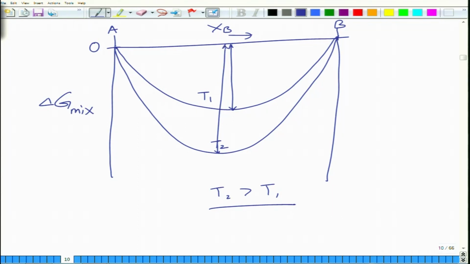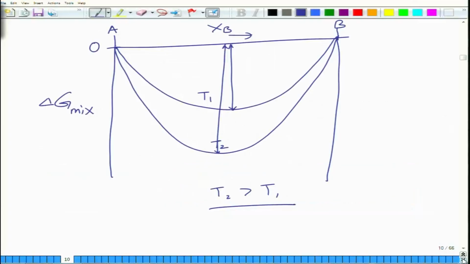So, you can see that delta G, the free energy of mixing, becomes more and more negative at higher temperatures. That explains why things mix better at higher temperatures than at lower temperatures. Of course, there are kinetic arguments as well, but thermodynamically the free energy of mixing is more negative at higher temperatures than at lower temperatures, and mixing is preferred at higher temperatures as compared to lower temperatures.